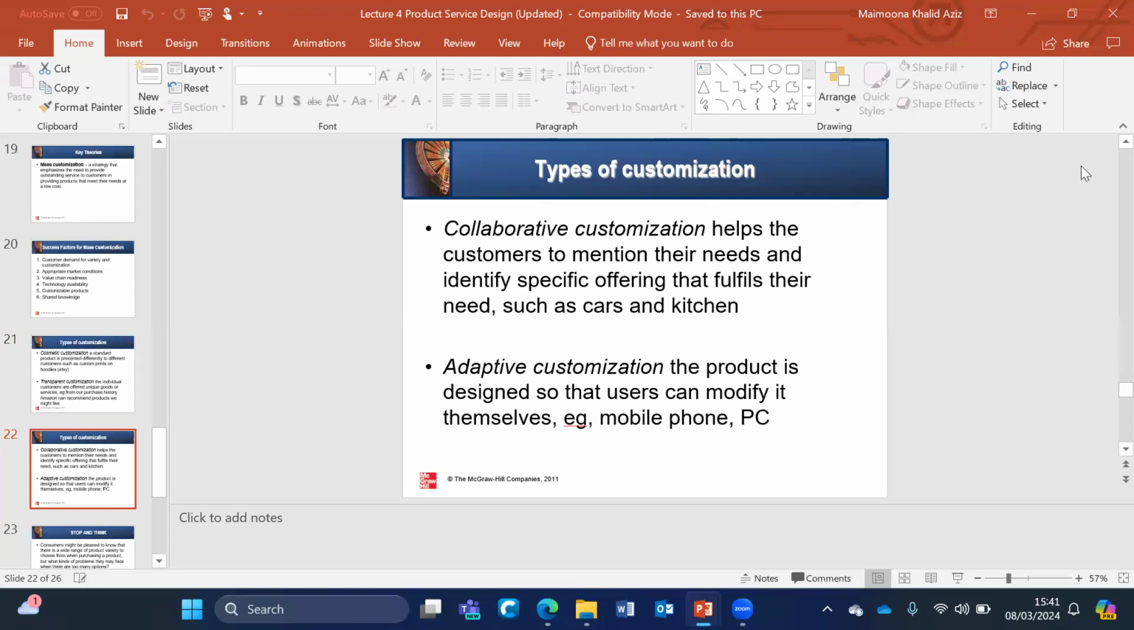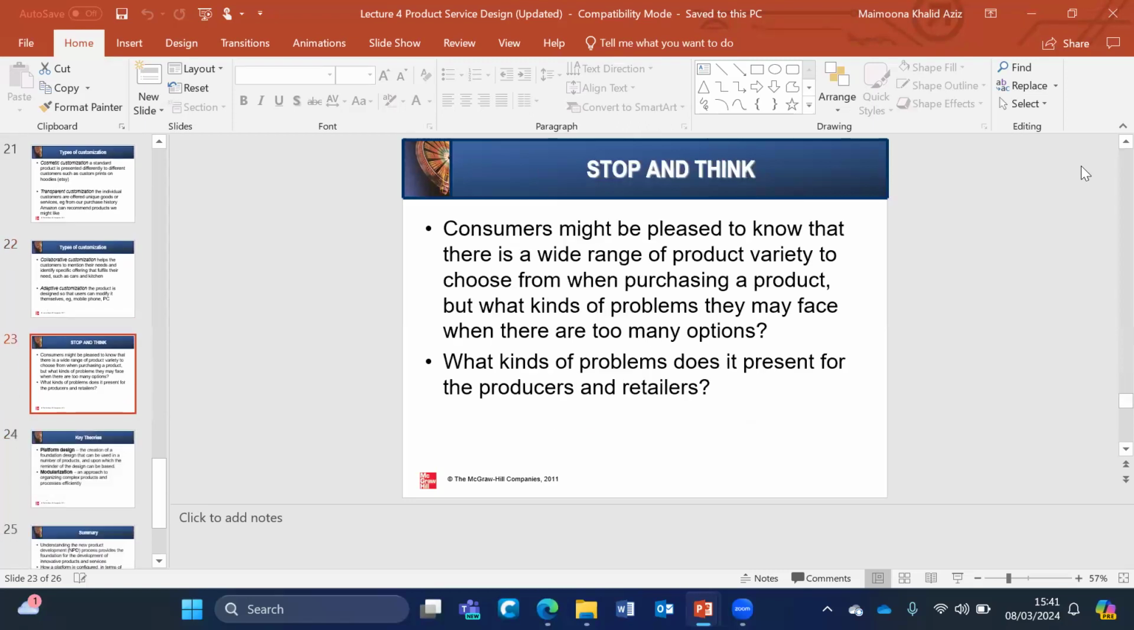The last one is adaptive customization. This is designed so that the user can modify these things themselves. That means you provide them with a product that is modifiable. So, for example, when you buy your mobile phone, you can modify the ringtone, the wallpaper, everything you have inside it. So that is what adaptive customization means.